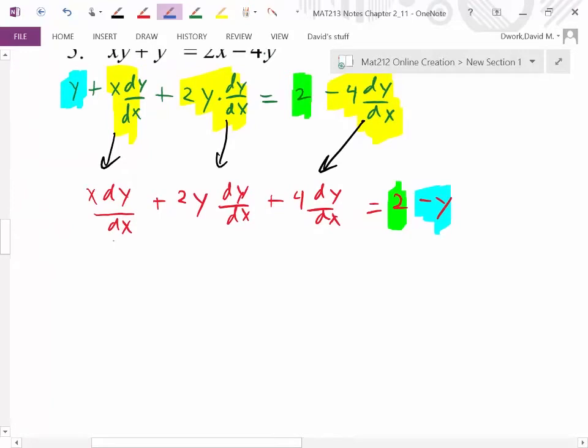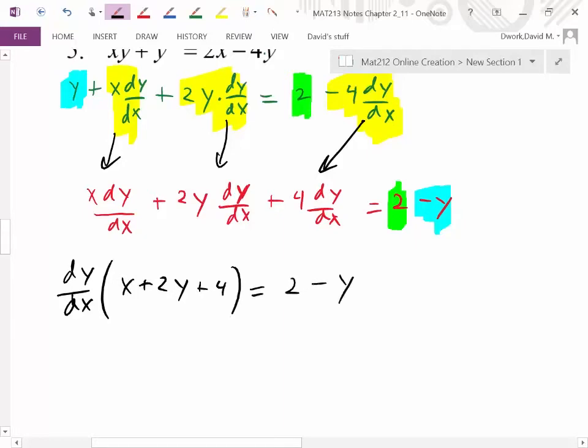Notice every term has a dy dx, and it will always be just a dy dx. It will never be raised to a power, which makes our life super nice. So now what we can do is just use the f word, factor out a dy dx, and what's left? x plus 2y plus 4. And then that's going to be equal to 2 minus y.